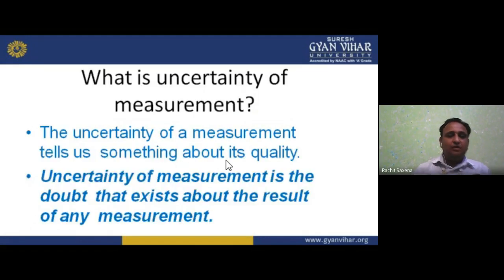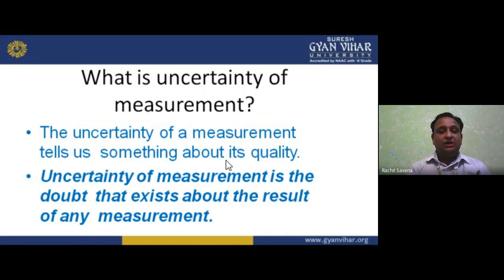So what is uncertainty of measurement? The uncertainty of a measurement tells us something about its quality. What type of quality do they have while measuring something? So the uncertainty of a measurement tells us something about its quality.